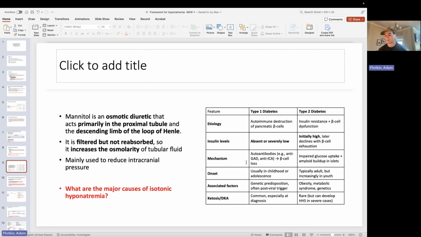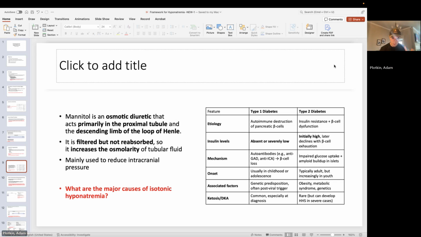Type 2 diabetes, we just have the impaired glucose uptake. Onset for type 1 diabetes is going to be childhood, early adolescence. In type 2, it's usually adulthood, but now we're starting to see more and more kids be impacted with type 2 diabetes. And then we can think about ketosis in DKA. That's common in type 1 diabetes because they have a lack of insulin, and insulin normally would inhibit ketogenesis. In type 2 diabetes, it's pretty rare because they'll usually have some bit of insulin to inhibit the production of ketogenesis. You might see a hyperosmolar hyperglycemic syndrome.